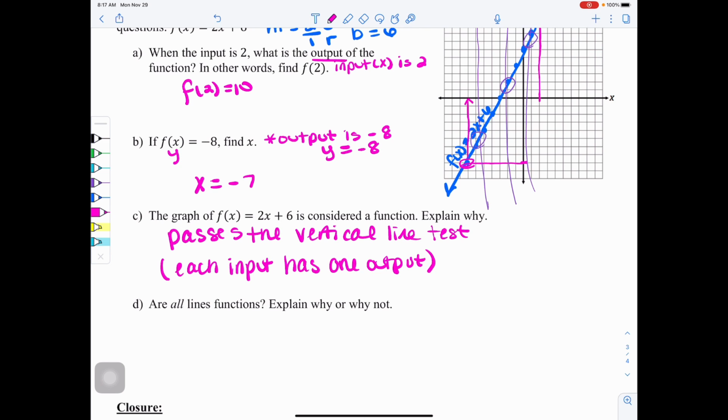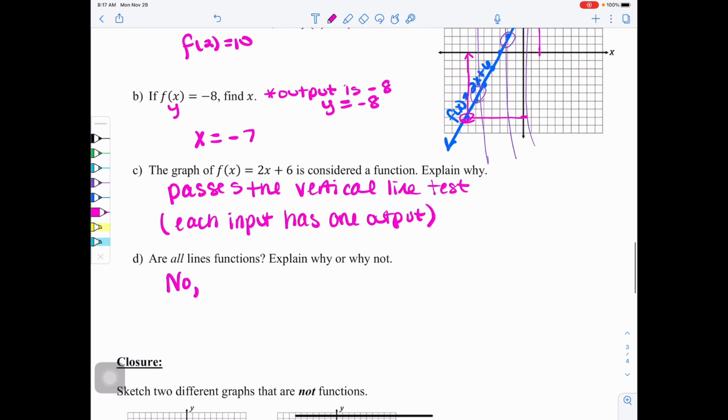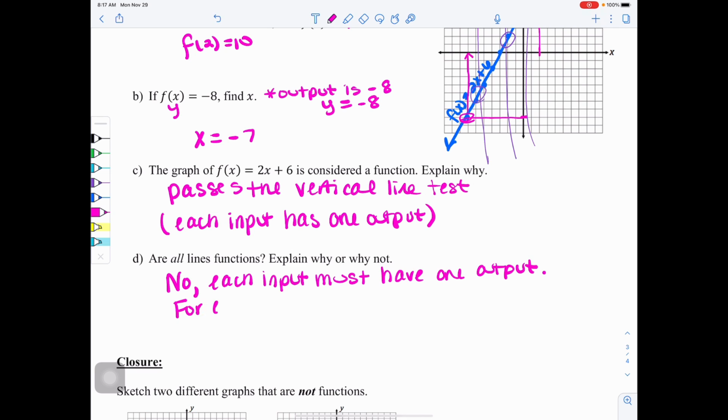Okay, so are all lines functions? The answer here should be no. Remember what it means to be a function. Each input must have one output. An example I can come up with of a line that would not be a function is one you actually saw in the beginning of your lesson today. For example, a vertical line is not a function.